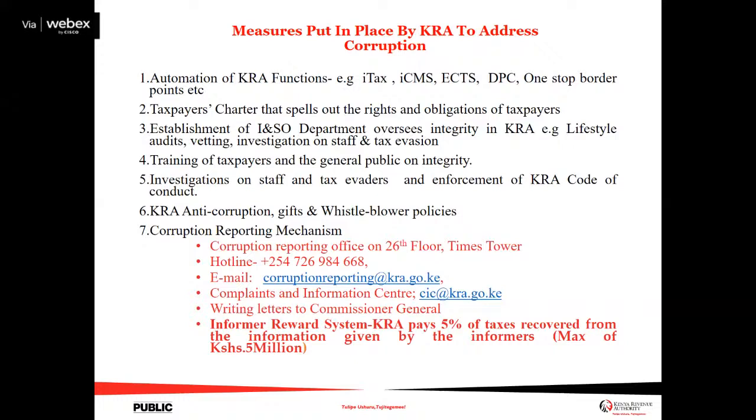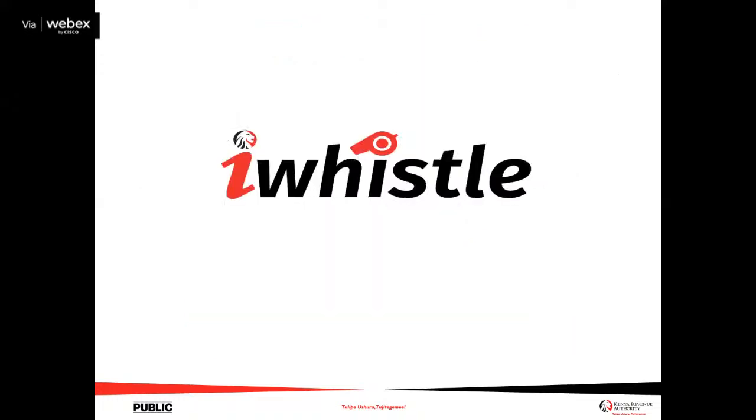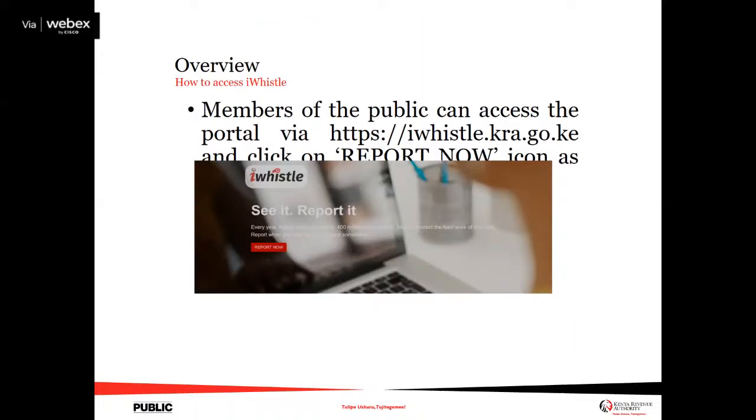So we have the iWhistle, a platform that we have in place if you would like to report any corruption incidents. The iWhistle gives you the room to report anonymously. It's accessible to anyone, and this is how you can access it. You just need to go through our portal, that is iwhistle.kra.go.ke, and then click on the report now icon. Then the system will guide you on the areas that you need to fill in to be able to report that issue.